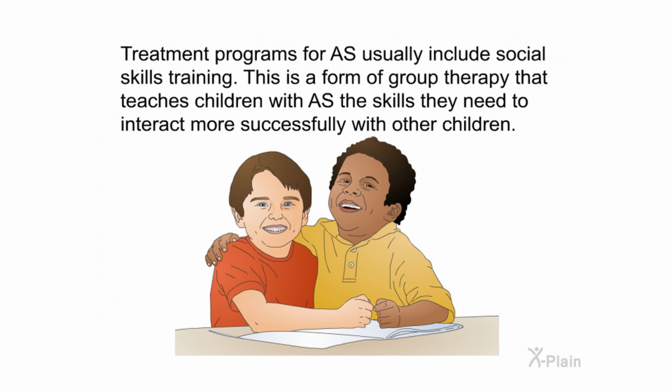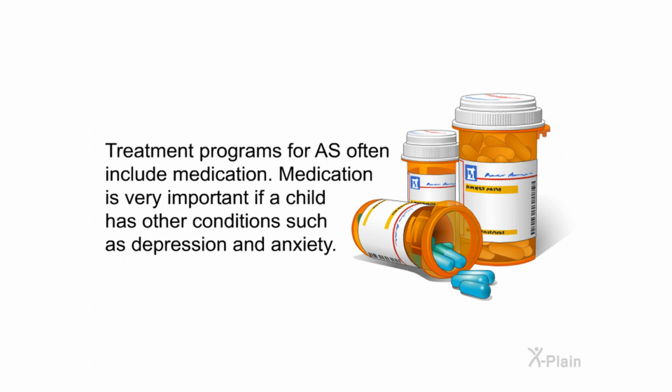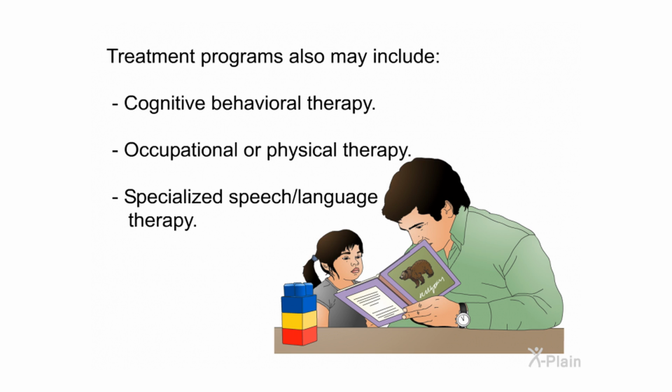Treatment programs for AS usually include social skills training. This is a form of group therapy that teaches children with AS the skills they need to interact more successfully with other children. Treatment programs for AS often include medication. Medication is very important if a child has other conditions such as depression and anxiety. Treatment programs also may include cognitive behavioral therapy, occupational or physical therapy, specialized speech and language therapy.